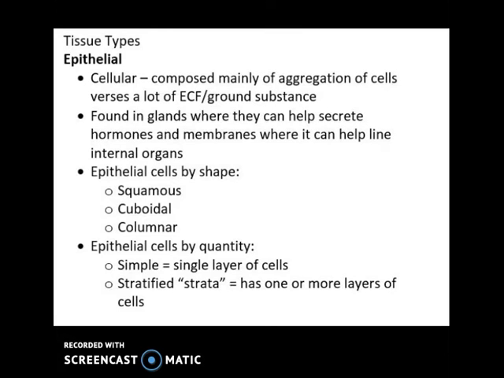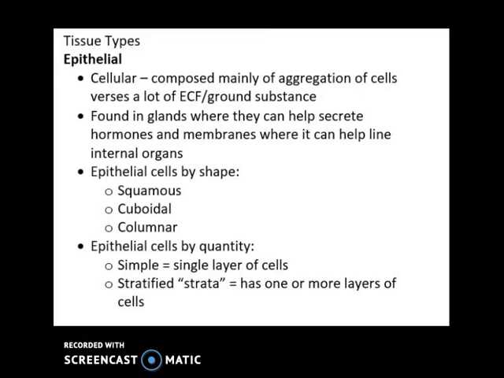If it's just one layer, it's called simple. And if you have more than one layer of cells, it is called stratified. Additionally, there are different shapes of cells. You have cuboidal, which are just as they sound, cuboid shaped. You have taller columnar, which are like rectangles. And then you have squamous cells, which are like pinched at each end. Building on that, you can have a simple columnar, a stratified columnar, simple cuboidal, that kind of stuff.